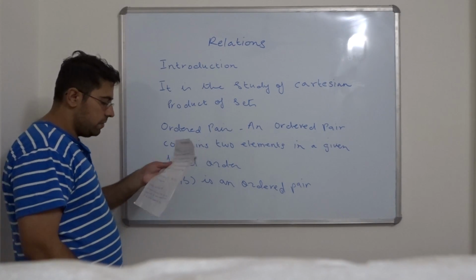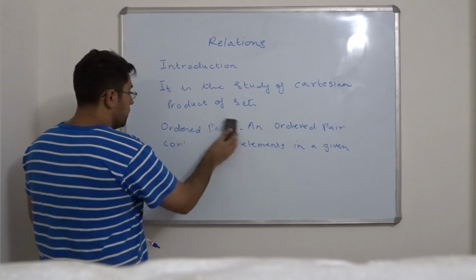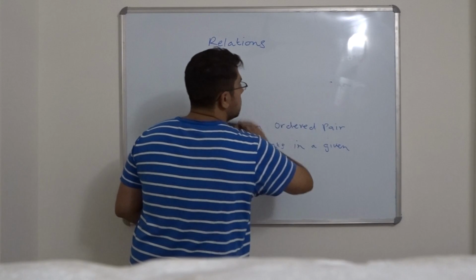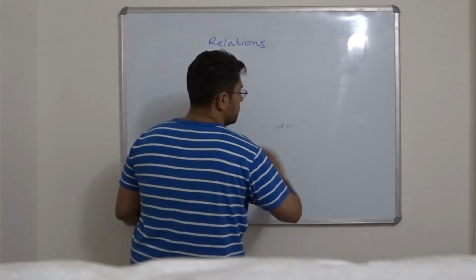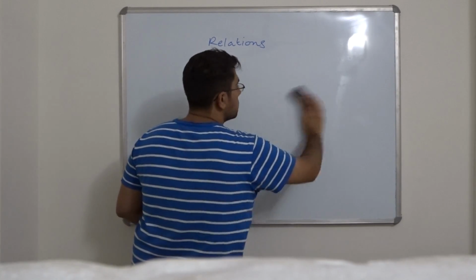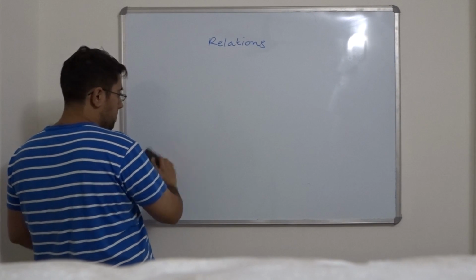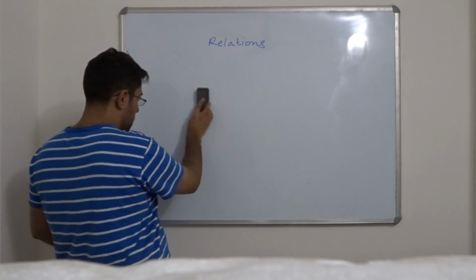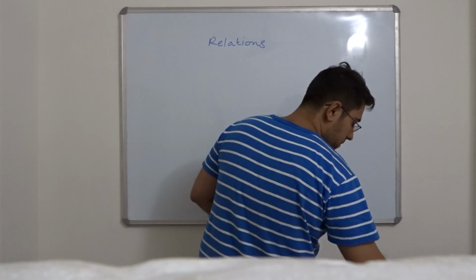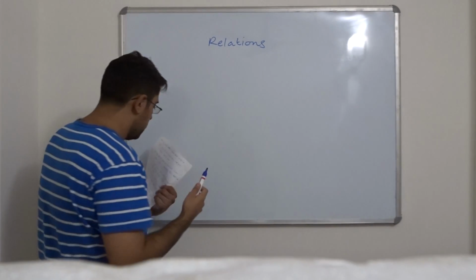Now we're going to talk about the Cartesian product of sets. That's what we're going to do. Oh god, guys, wiping the board can sometimes be so difficult. Okay, so now we're going to talk about the Cartesian product of sets.